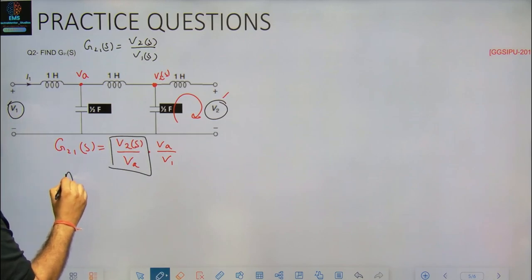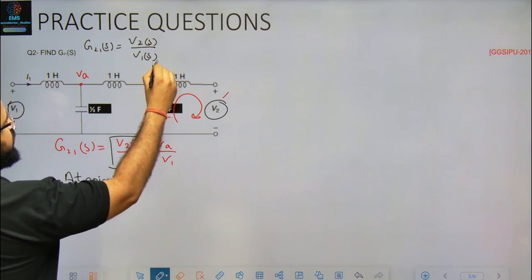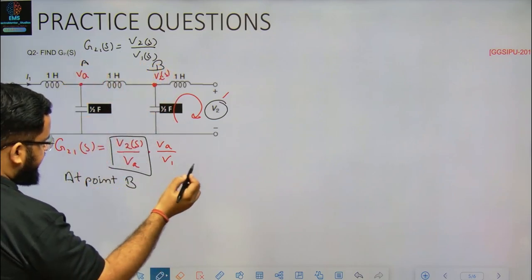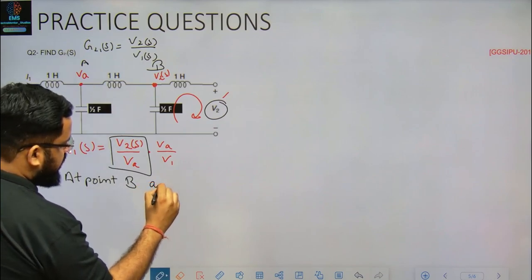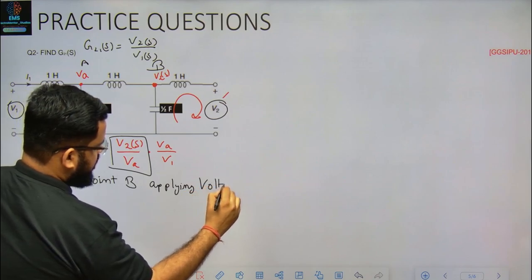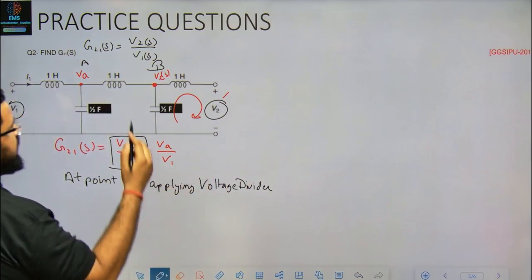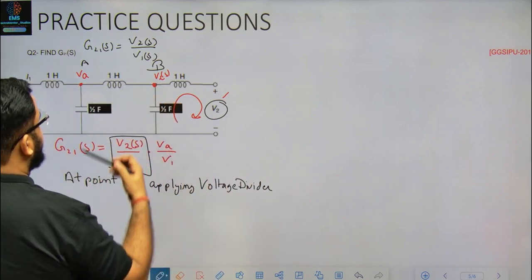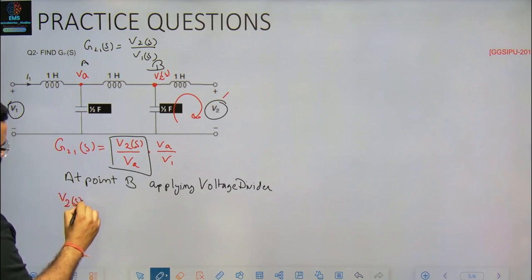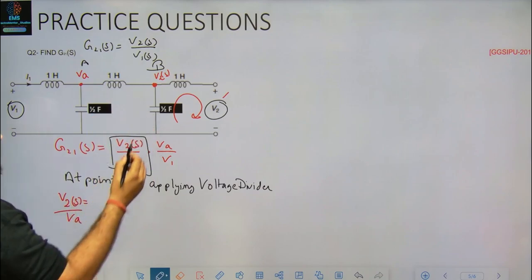Let us put this point as B, this point as capital A. At point B, applying voltage divider. So at point B, if we apply voltage divider, it would be V2S by VA. So VA into 1 by 2F.